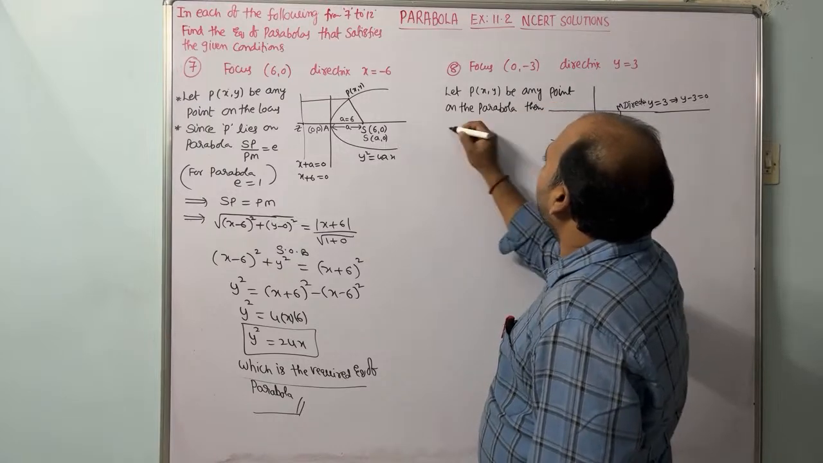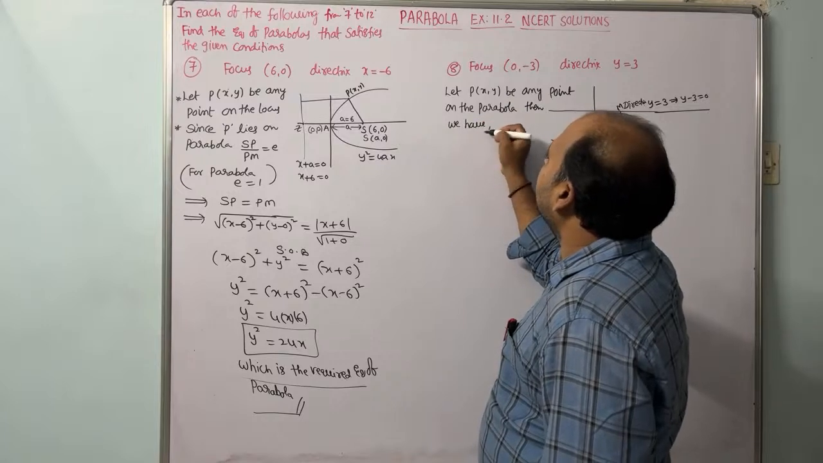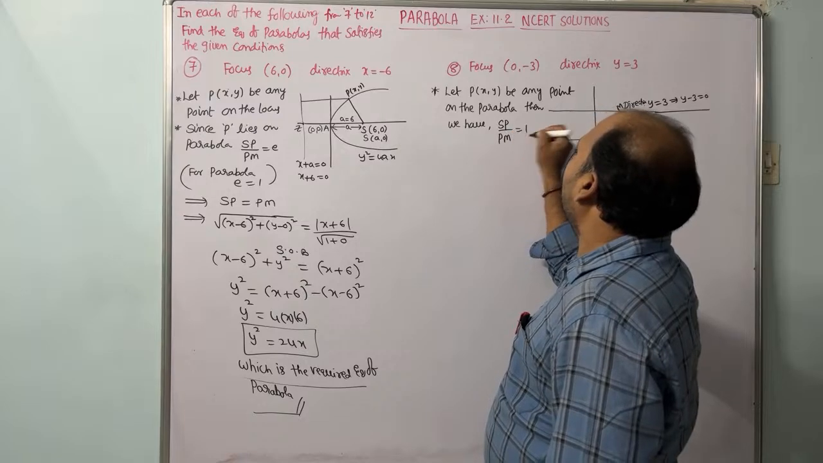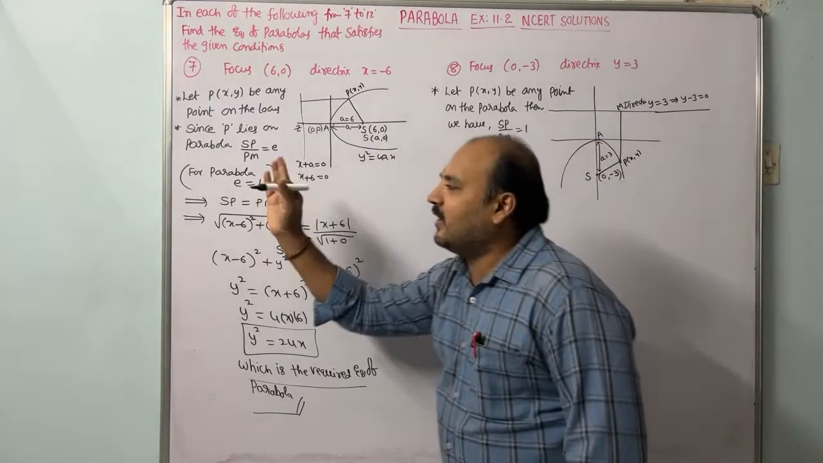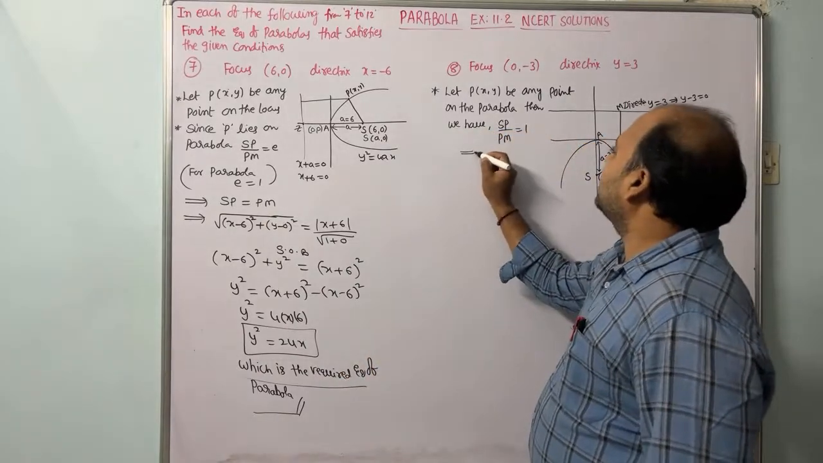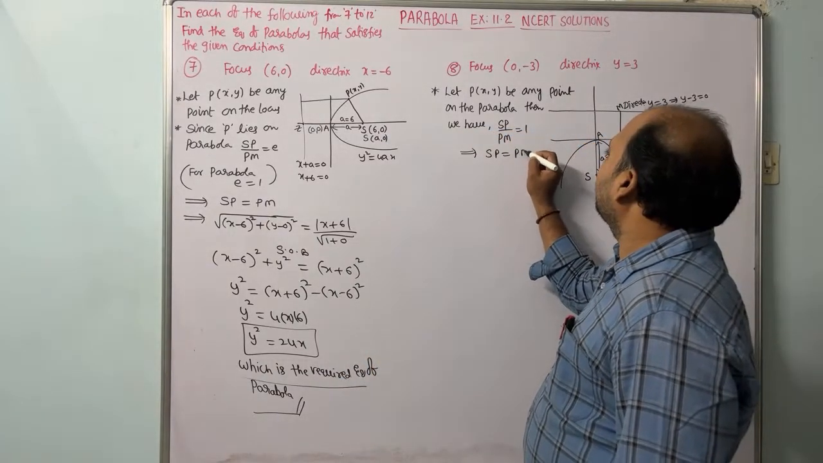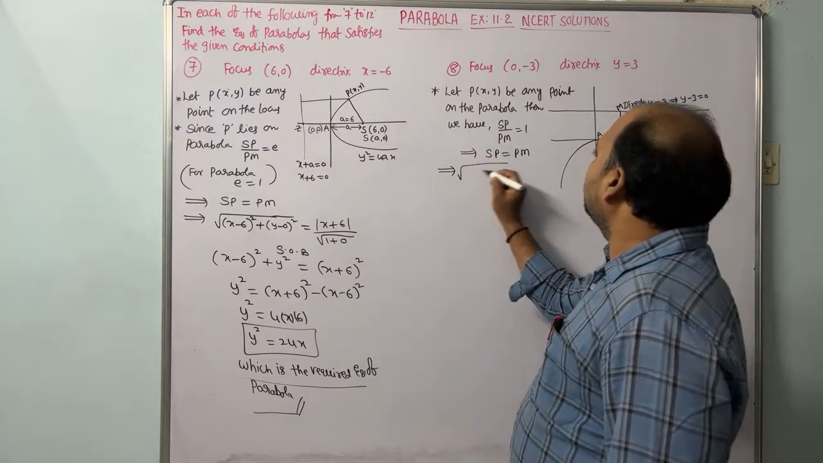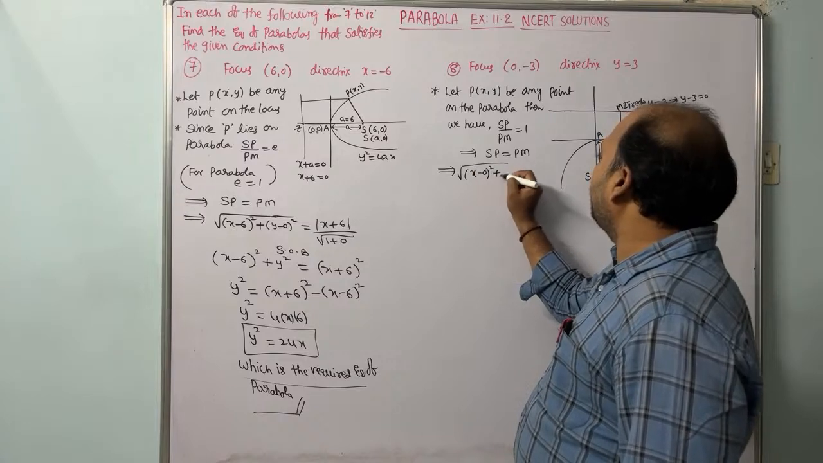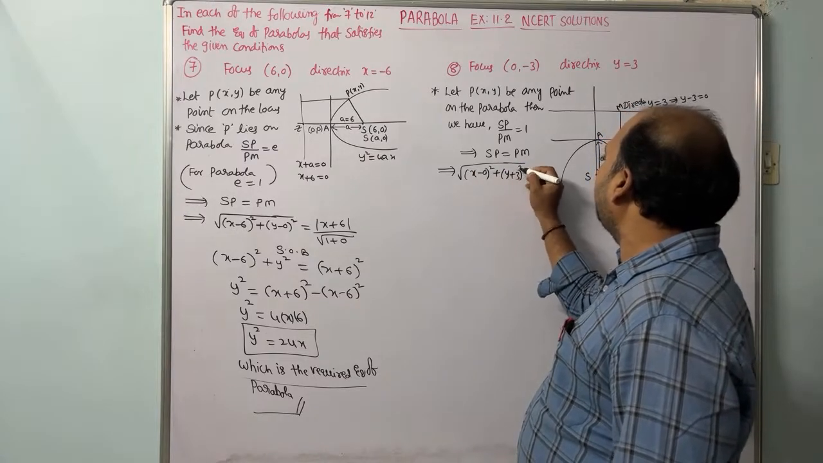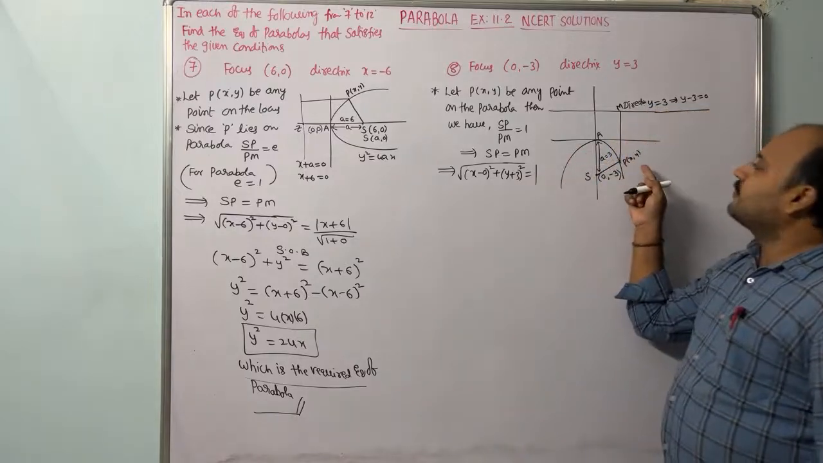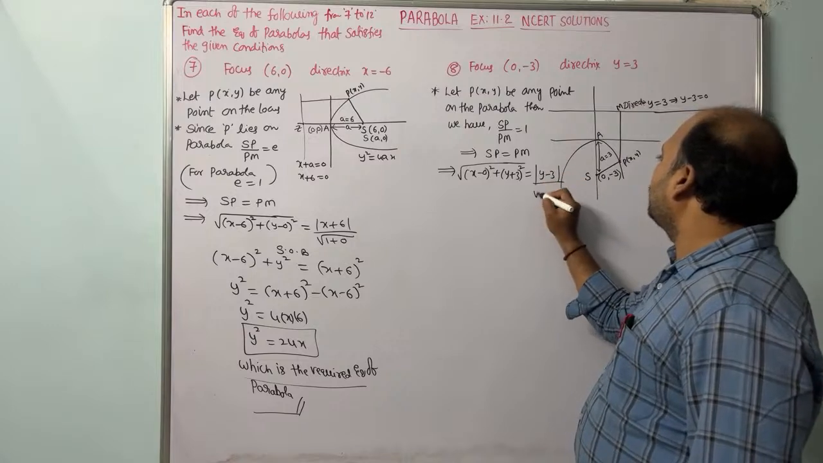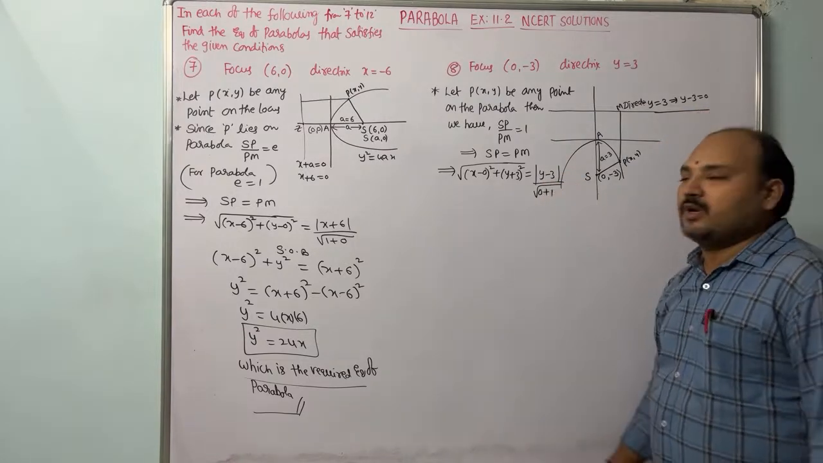Then we have the standard result. We have the geometrical condition. SP by PM is equal to 1, directly write it because we already know here. So that implies that SP is equal to PM. What is SP here? Distance between these two: root over (x minus 0) whole square plus (y minus of minus 3) whole square equal to PM, the perpendicular distance from (x, y) to this line. So mod y minus 3 by root of x coefficient whole square plus y coefficient whole square.